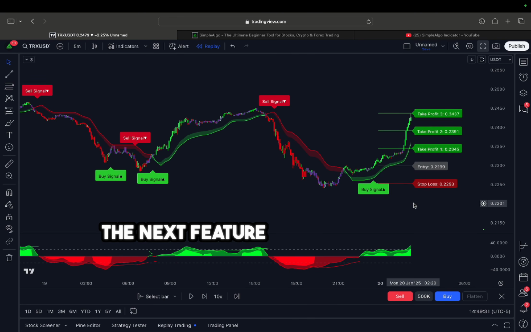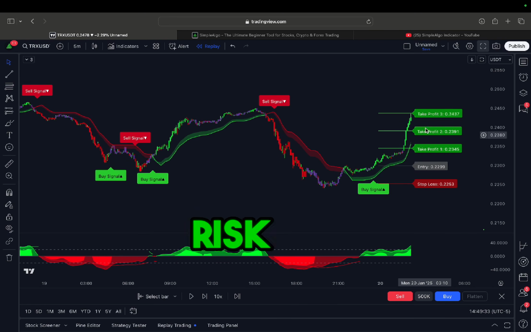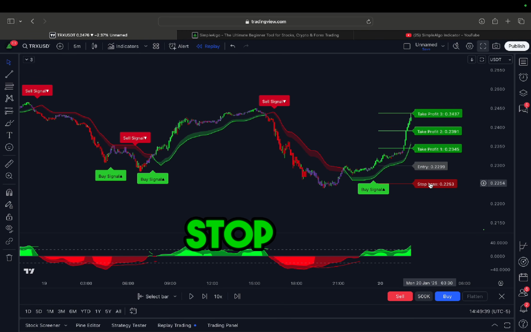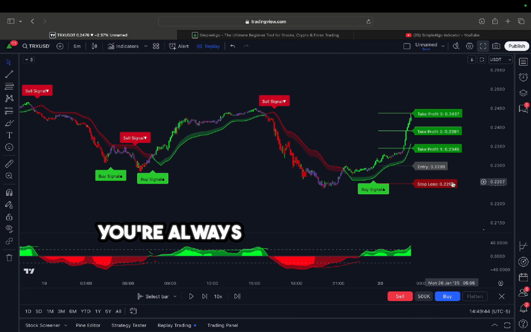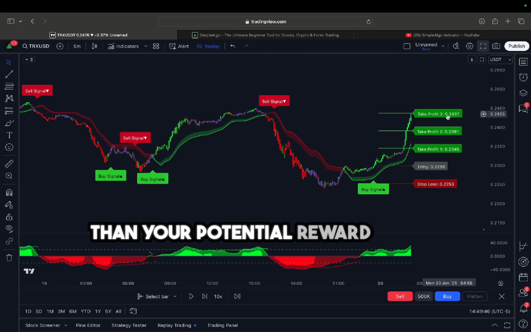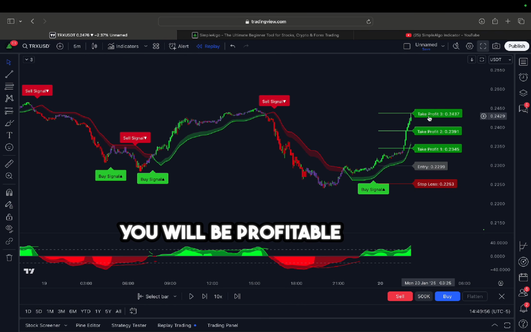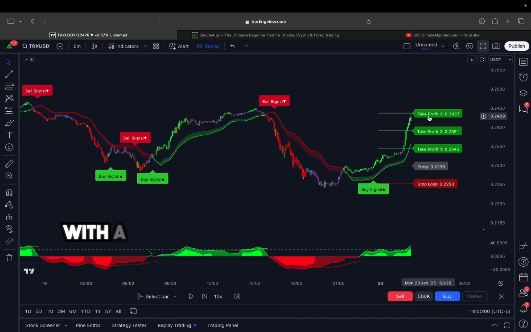The next feature I want to showcase is the automatic risk management feature, which is going to help you manage your risk. It's going to tell you the best times to enter, where to put your stop loss, and the best place to put your take profit levels. So this way you're always risking less than your potential reward. And that's what trading is all about. If you're always risking less than your potential reward, you will be profitable. You will be able to get away with a lower win rate percentage, but still be profitable.